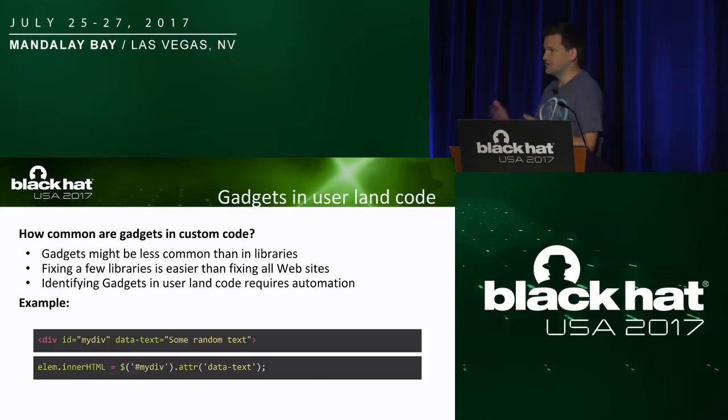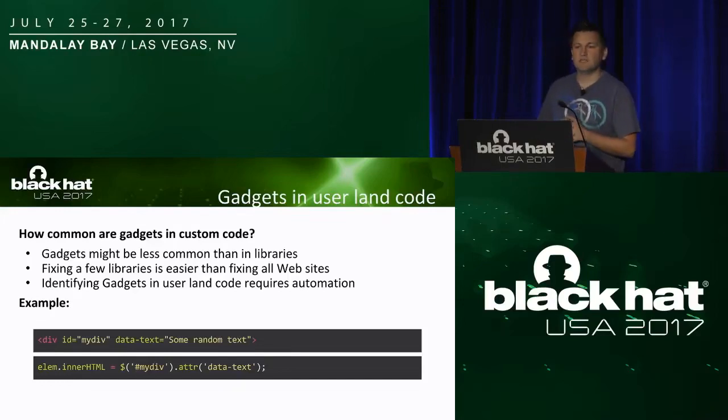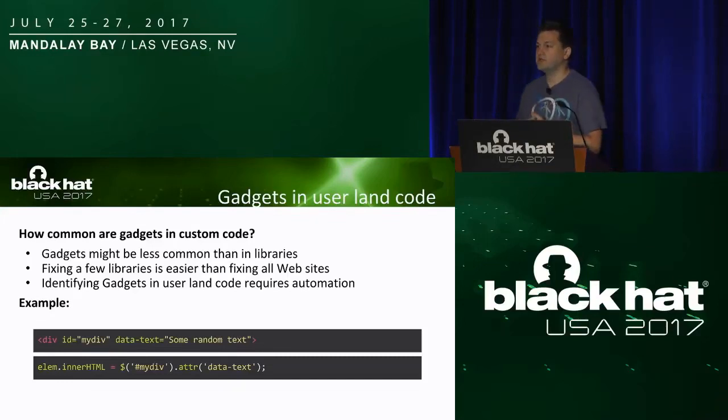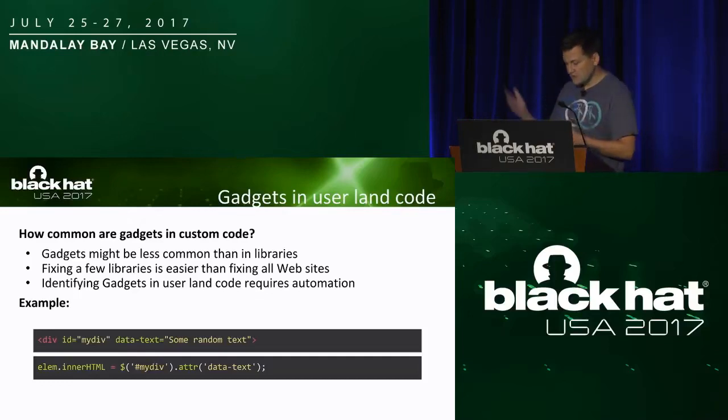So in order to do this research, we needed some way to automate the process of finding gadgets. And that was quite non-trivial. So what we wanted to find is something like this. Here we see a very simple gadget in userland code. It uses jQuery. It reads a div element, extracts a data attribute from this element, and then just assigns it as HTML. So while this uses a library, this code is custom code, right?